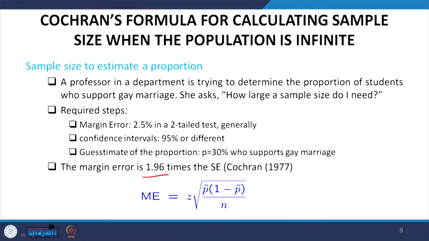The standard error is defined here through the Cochran formula, which was proposed in 1977, where the margin of error is 1.96, that is Z, times the square root of P into Q divided by n, which is the standard deviation if proportion information is there. So, the square root of PQ divided by n is nothing but the standard deviation, times the standard value, that is 1.96. So, based on this formula we can calculate the sample size. Now, sample size can be calculated.